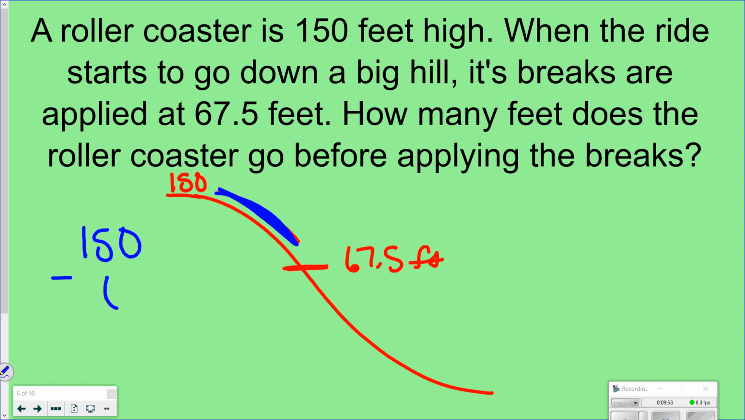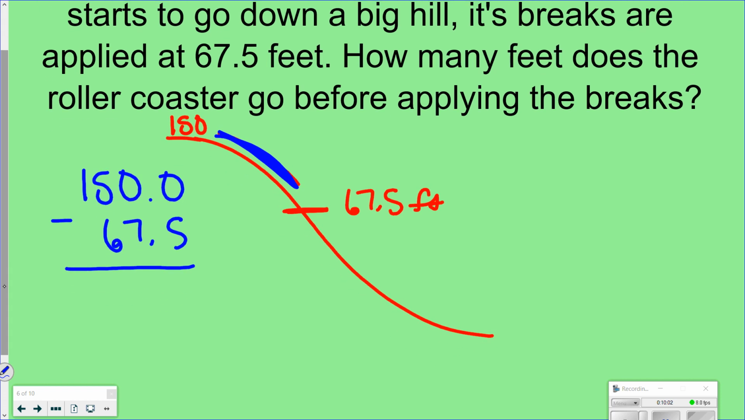minus 67.5. Don't forget, when you subtract, you have to line up your decimals. And you're going to have to borrow here, and I'm going to just remind you how to do that again. Doesn't go into zero. Can't take away, can't take away. So this is going to become a 4. 10, 9, 10, 1, 2, 14 minus 6 is 8. We have 82.5 feet.